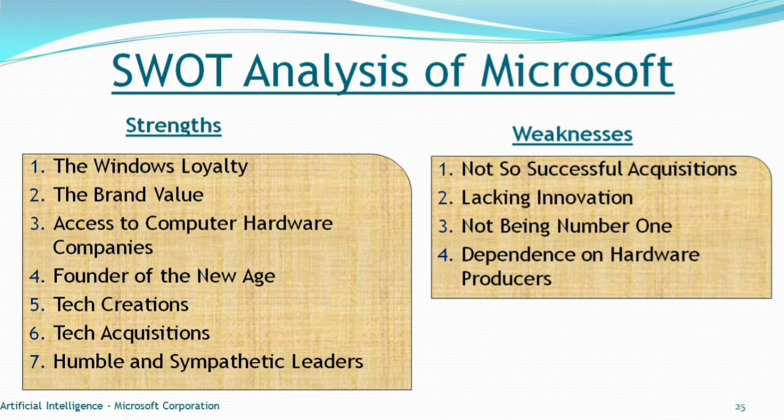The weaknesses of Microsoft Corporation include unsuccessful acquisitions such as Enquantia, etc. It also lacks innovation in major areas such as gaming centers, which are mostly based on user community. It is also not the number one company in the whole world, with major competitors such as Apple, Unix, etc. It is also mostly dependent on hardware companies such as HCL, Dell, HP, Intel, Nvidia, etc.